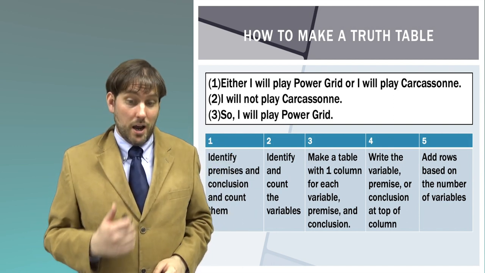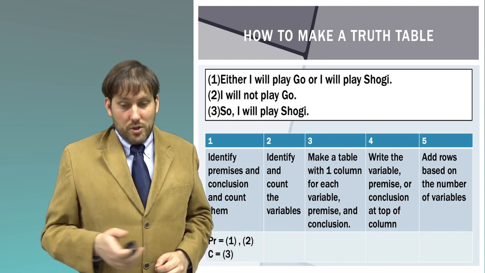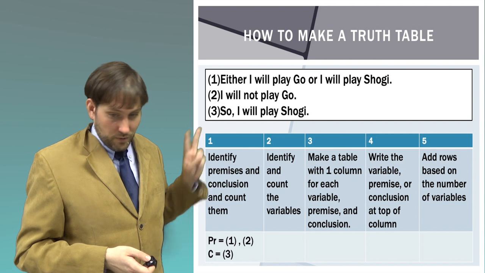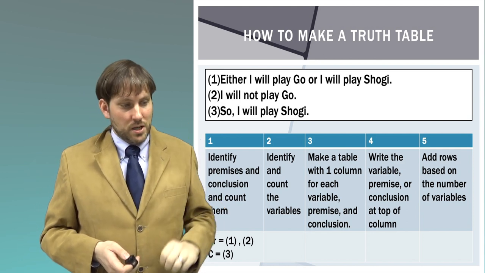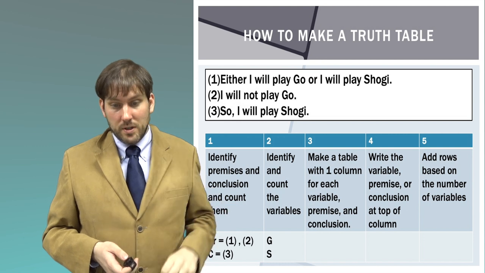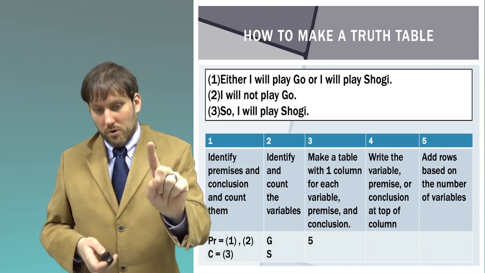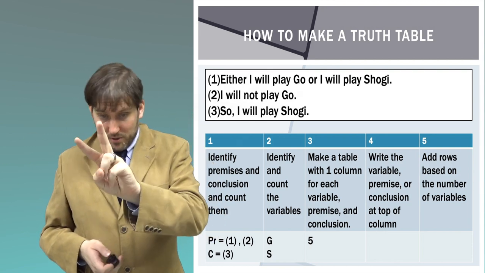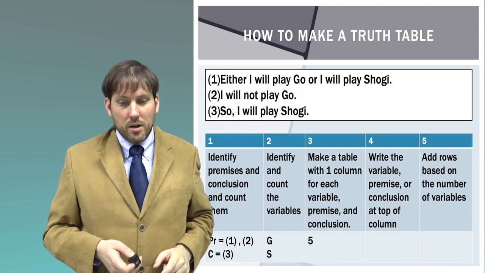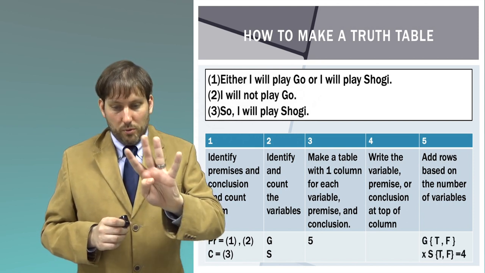So I will explain how many rows that gives us on the next slide, or one of the next slides. As I said, we have two premises and one conclusion, that's three. We have two variables, so we are going to need five columns. We have the two variables, two premises, and the conclusion. We'll write them at the top, and then we're going to need four rows.